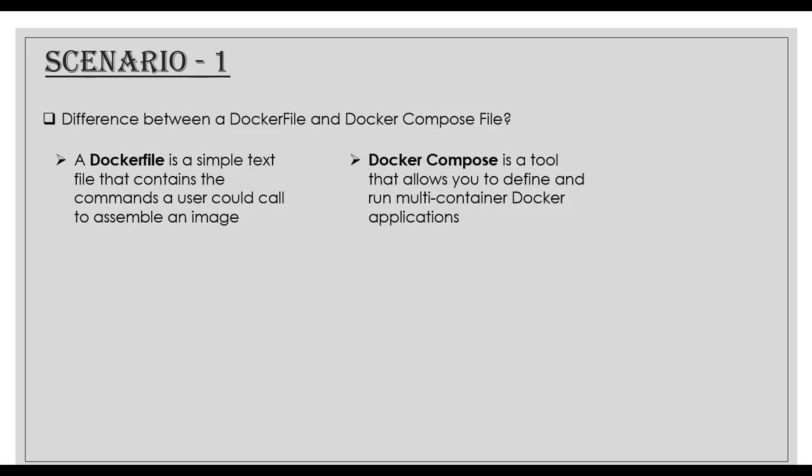So a Docker file is nothing but a simple text file that contains the commands a user could call to assemble an image. So in simple words, it contains instructions to create an image out of it. That is what a Docker file is all about.